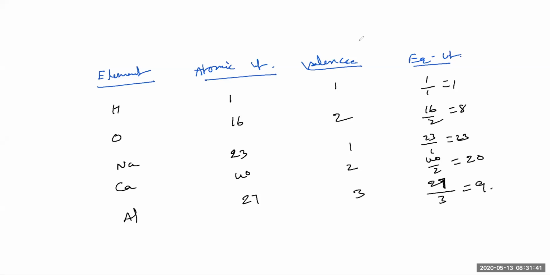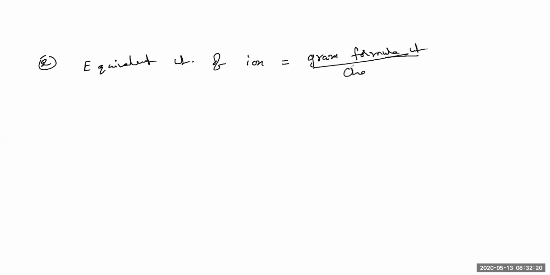Right. Now I am clearing this space. Go to the next: equivalent weight of ion. What is the formula? Gram formula weight by charge of the ion. Charge on ion. Some examples.